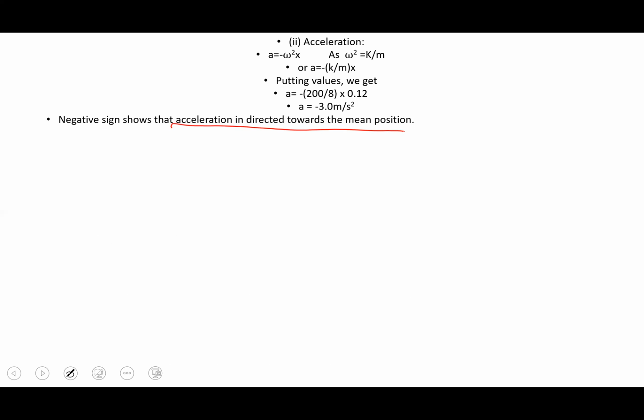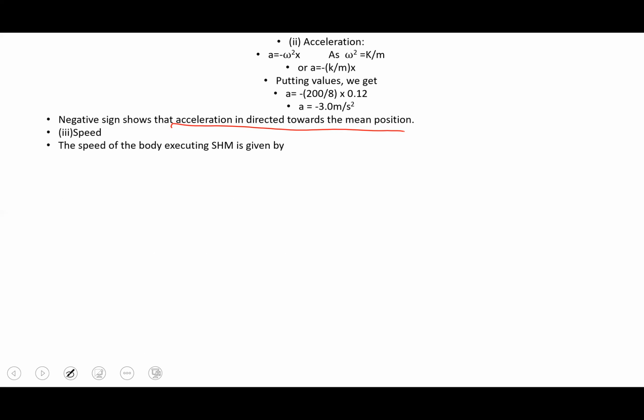Now the acceleration is 3.0 meter per second square, where the negative sign is showing that it is towards the mean position, which is the necessary condition for simple harmonic motion. The negative sign shows the acceleration is directed towards the mean position.